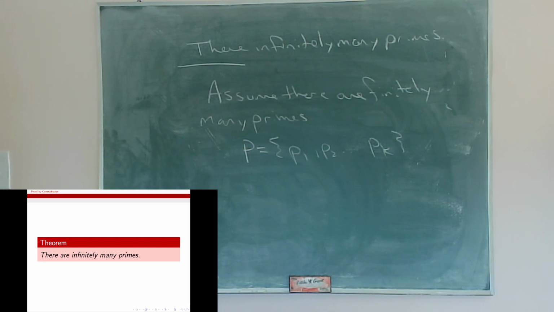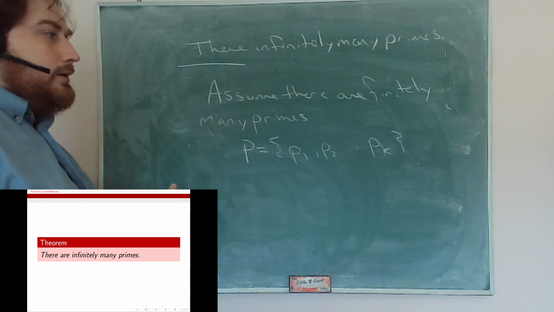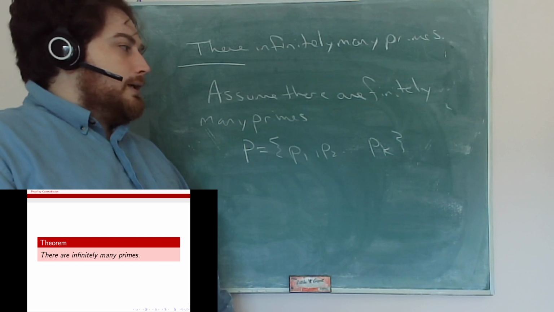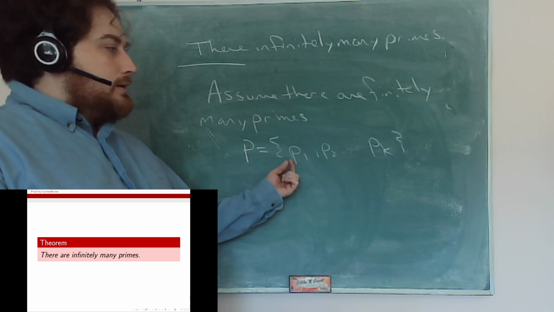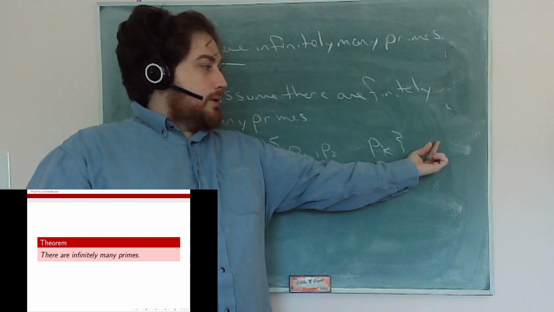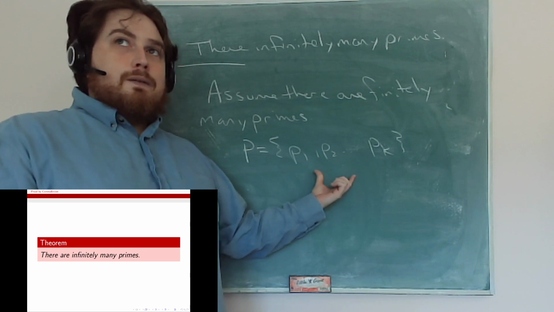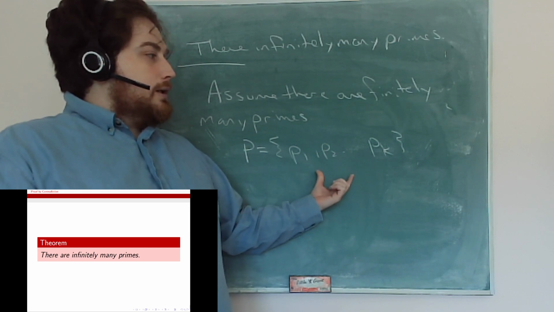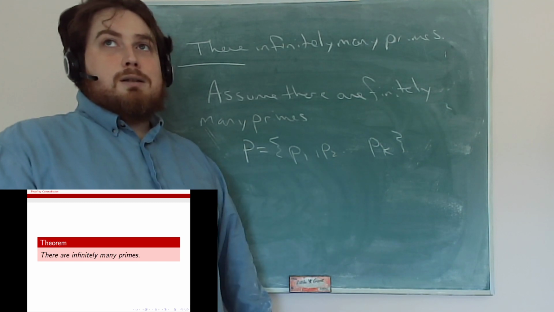Our goal is to take this and show something that contradicts it. In particular, if these are all prime, can we find another number that is bigger than all of these that must also be prime? That is, if we can find a number p sub k plus 1 that's bigger than all of these, since it's bigger than all of these, it can't be in the set. If it's also prime, then we're showing that there is another prime that's not in the set of all primes. So that's a contradiction because this has to be all primes. So that's where we're going.